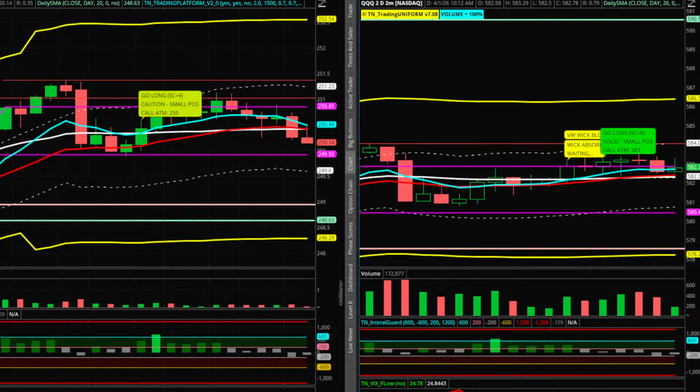Looks like they are pushing it down. Let's see if QQQ can hold support at VWAP. Yeah, there's a lot of selling pressure right now, if you look at the candle.